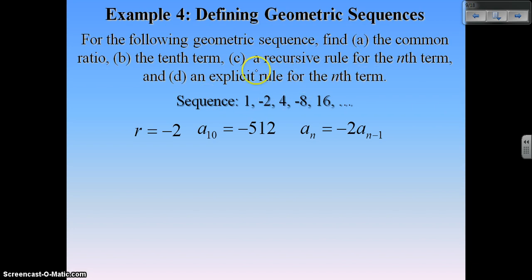Now, what about an explicit rule? Well, again, I go back to this formula right here. A sub n equals a sub 1 times r to the n minus 1. Well, the starting term is 1. The rate is -2. So I'll take that. Simplify it. Really, there's nothing to do to simplify because the 1 does nothing. And so I just drop the 1, and there's my explicit rule. So if I want the 1,000th term, I'll plug in 1,000 in for n.